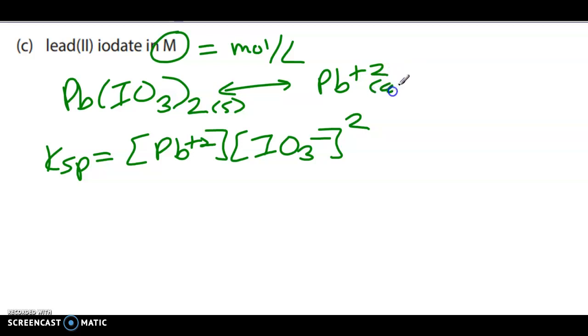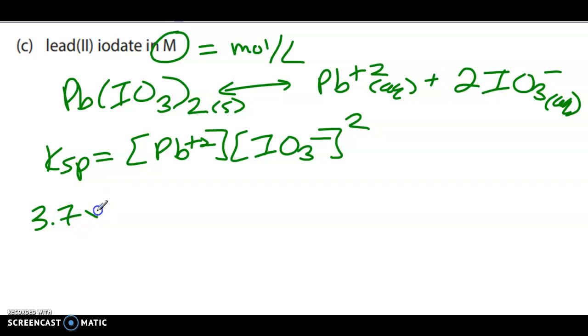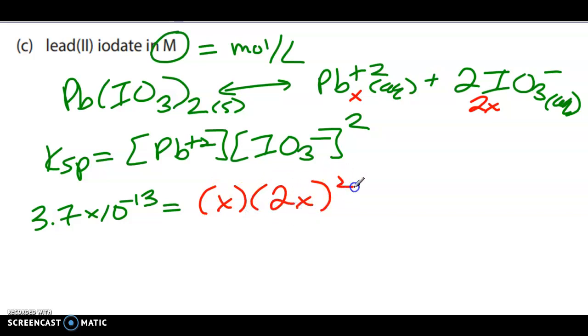let's just quickly do this here. So our Ksp, we can get this from our data table. So we have 3.7 times 10 to the negative 13. So our Pb, our lead, is going to be X, but remember the iodate is going to be 2X. So really this is going to be X and then 2X squared. So remember that the square will impact both the 2 and the X.